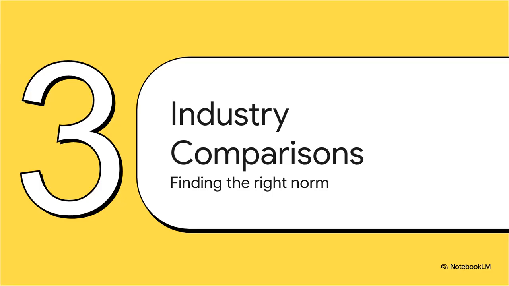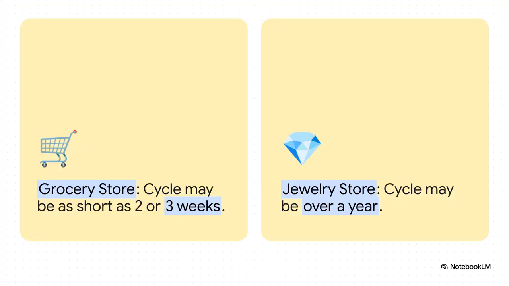Next up, Section 3, industry operating cycle comparisons. Now keep in mind that you can never judge an operating cycle in a vacuum. You always have to use the industry norm as your benchmark. For example, spoilable goods mandate really rapid turnover. A grocery store selling meat and dairy might have an operating cycle of just 2 or 3 weeks. They buy the inventory, sell it fast, and collect the cash right away. But on the flip side, a jewelry store might hold on to a diamond necklace for months, which stretches their cycle to well over a year.